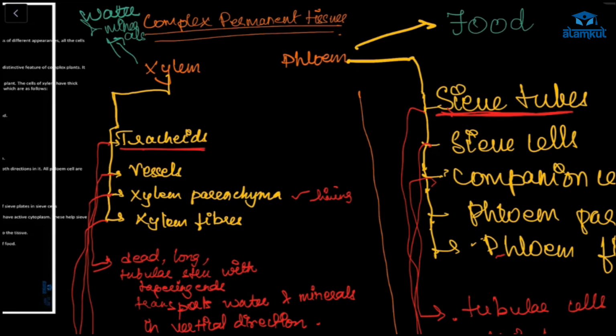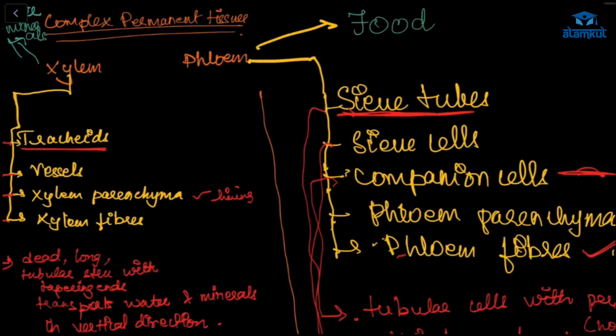And what does it constitute? Ma'am, it transports water and minerals. No, what does it contain? What is it made up of? Tracheids, vessels, xylem parenchyma, and xylem fibers. Then phloem. Ma'am, phloem is made up of sieve tubes, sieve cells, companion cells, phloem parenchyma and phloem fibers.